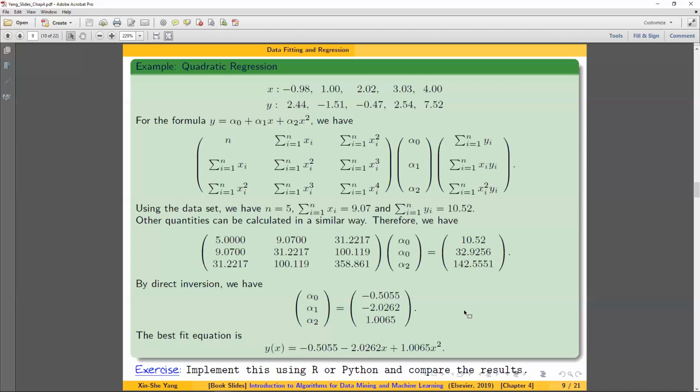Of course, it should be very close. Even though there might be some numerical difference, you should be aware there's this possibility.